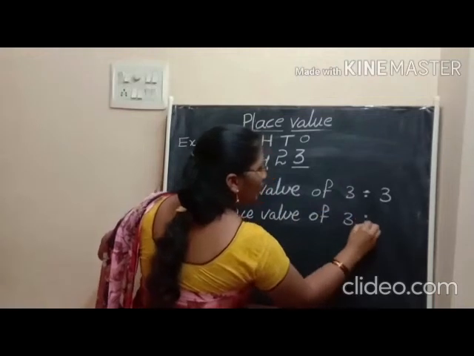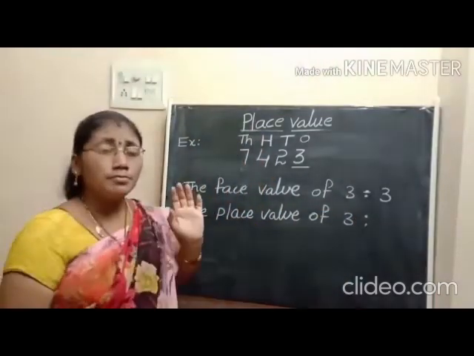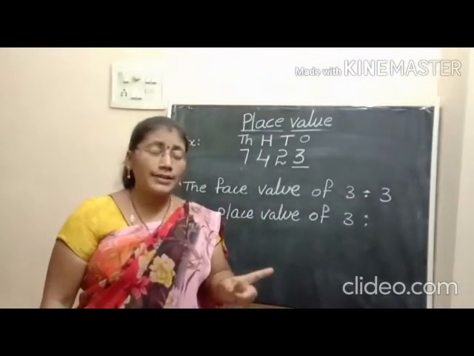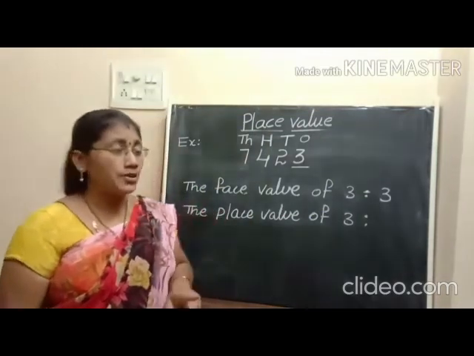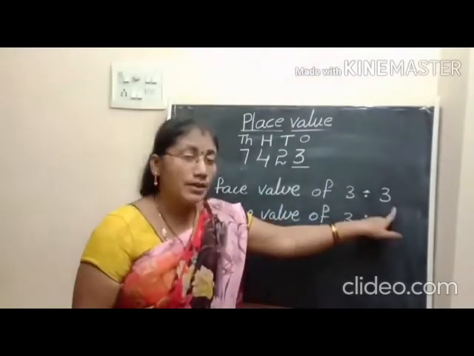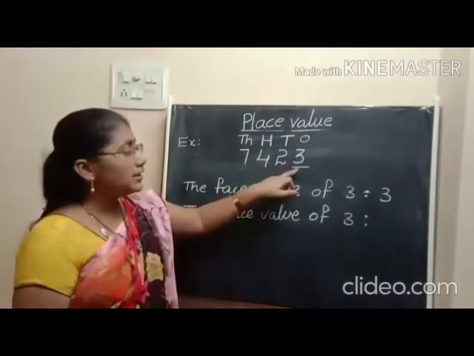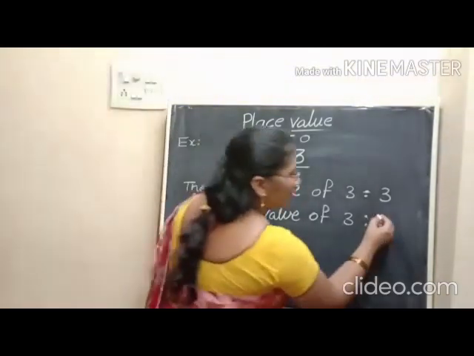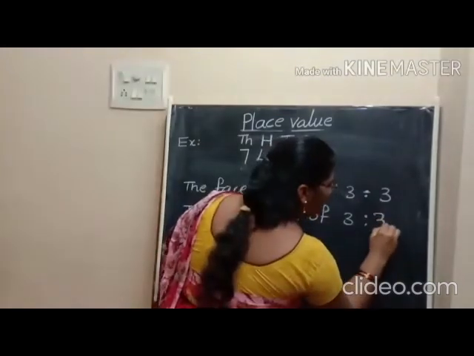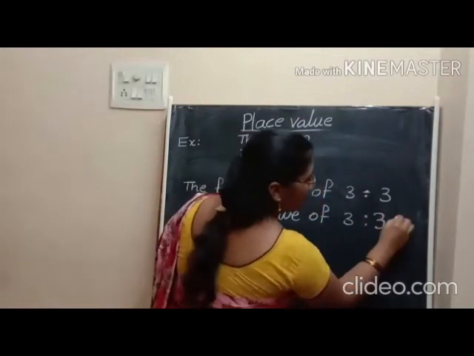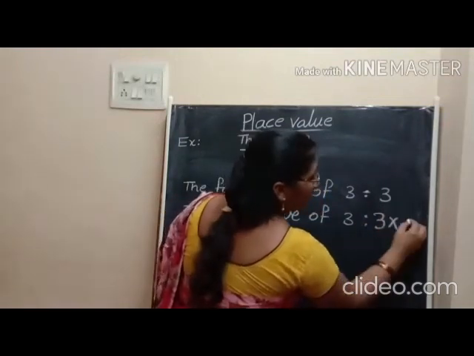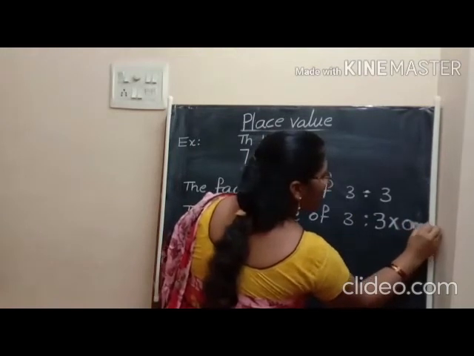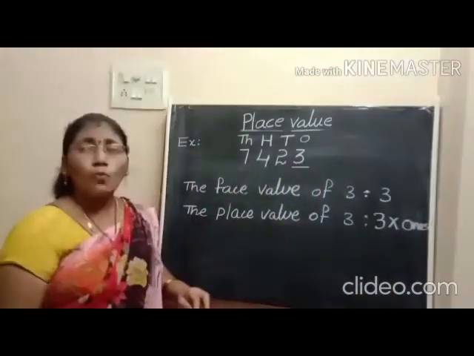What did I say about place value? Place value means the product of face value and place of the digit. 3 is in which place? It is in ones place. So now I am taking the product of face value and place. Place is ones.